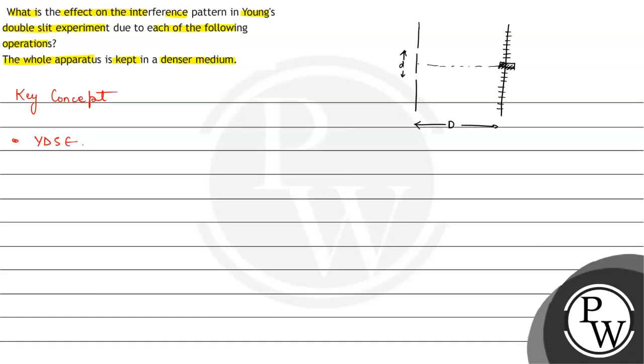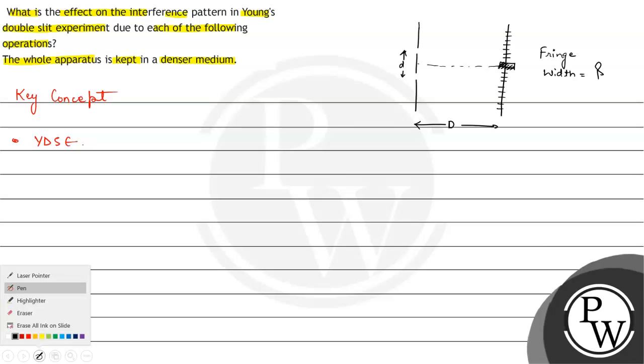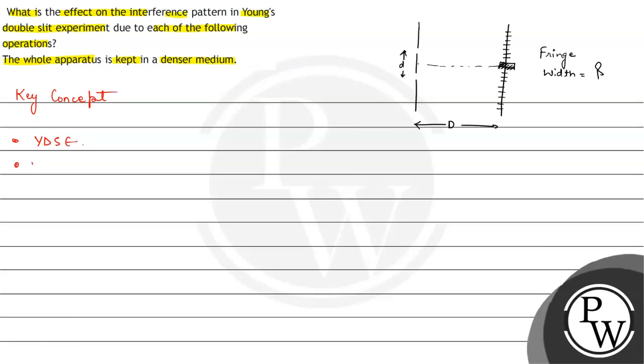The distance between two fringes is known as fringe width, and is denoted by beta. The next key concept is the formula for beta. The formula for beta is given by lambda into capital D by small d. Here lambda is the wavelength of the incoming wavefront, D is the distance between the screen and the slit plane, and small d is the distance between the two slits.